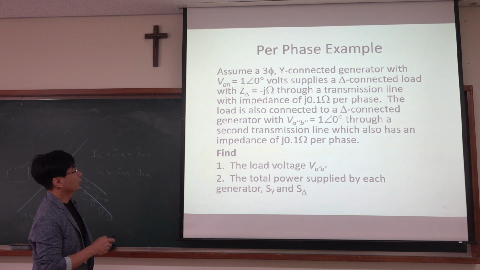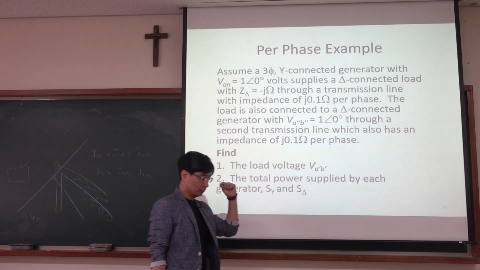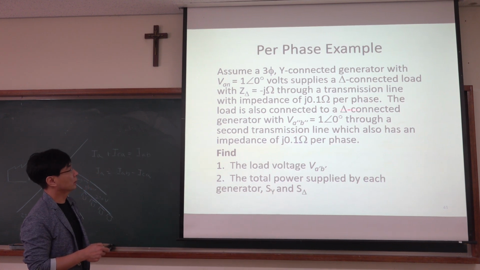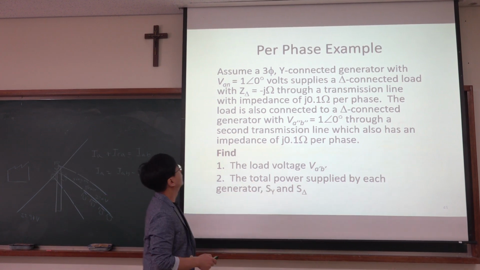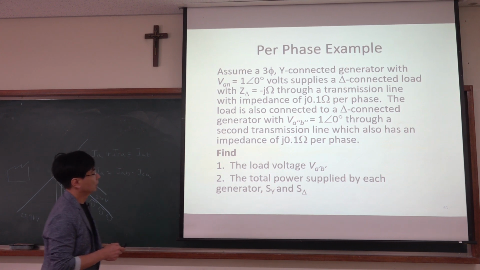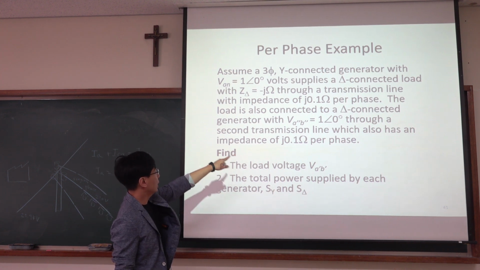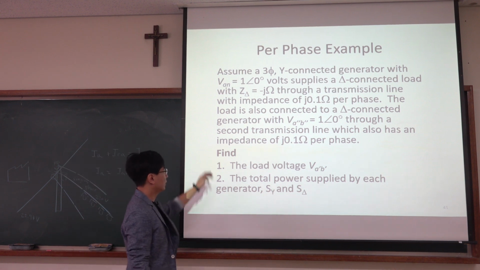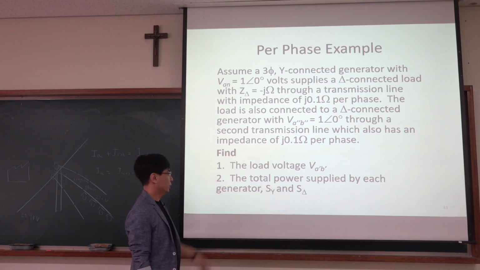So the impedance of the line is from an inductor. The load is also connected to a delta connected generator. So we have two power sources, and the line-to-line voltage is given. Also, the line has 0.1 J impedance. So find the load voltage and the total power supplied by each generator.